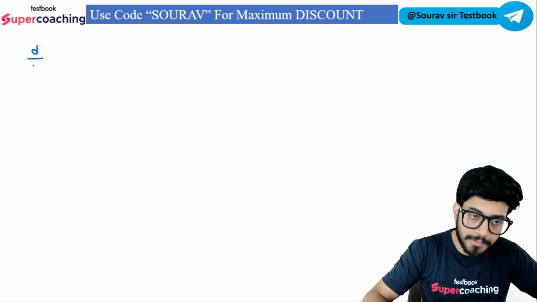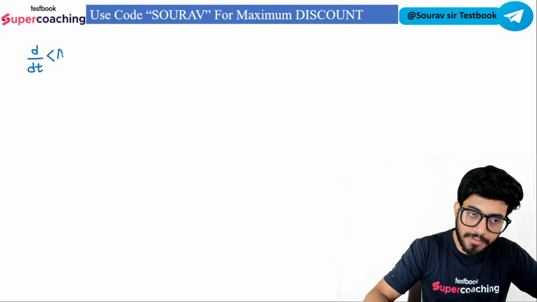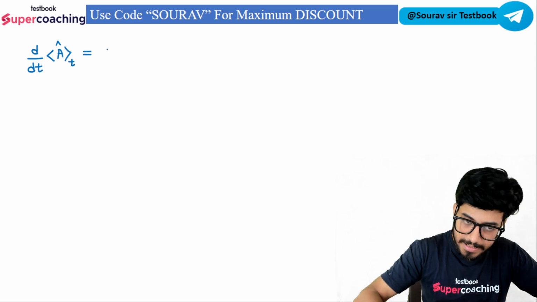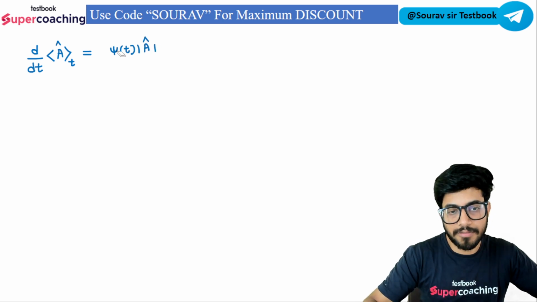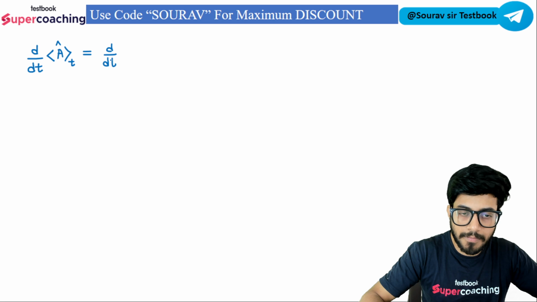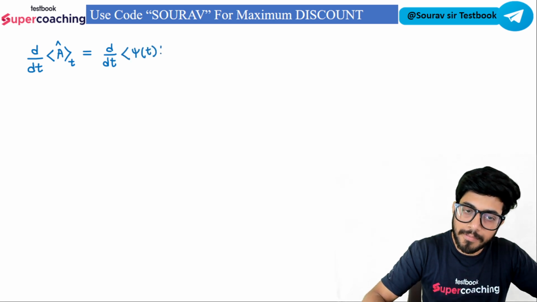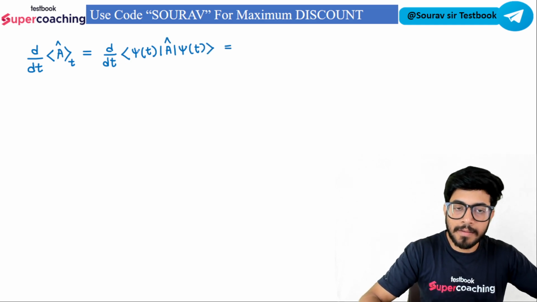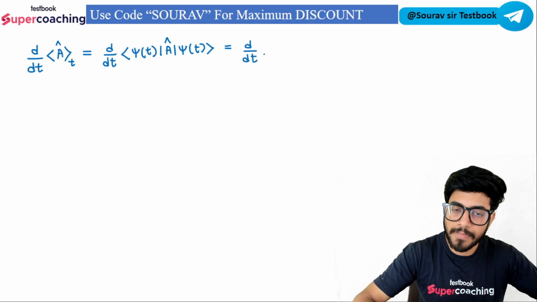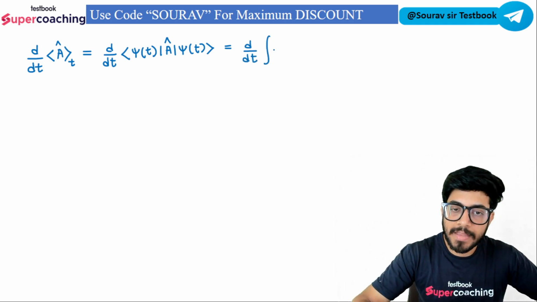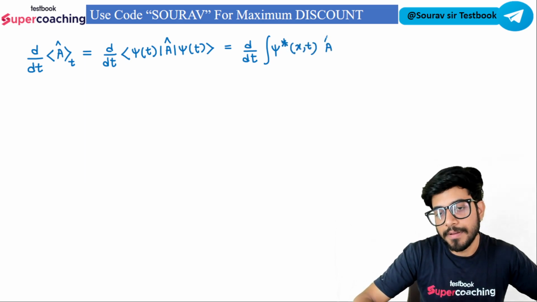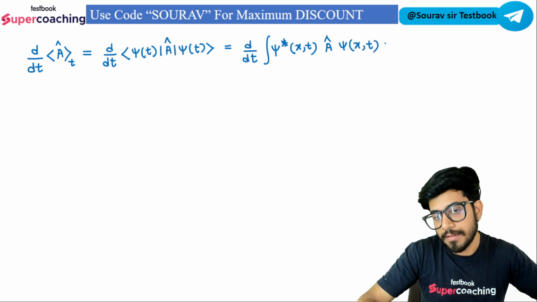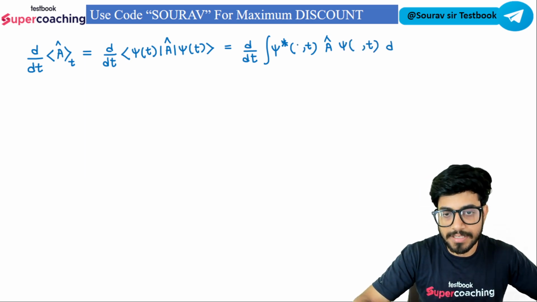d/dt of the expectation value of A at time t is basically equal to d/dt of psi of t, A cap, psi of t, and then this can be written as d/dt of the integral of psi star of x comma t, A cap, psi of x comma t. Not x, rather it would be better if I just write down the r vector.